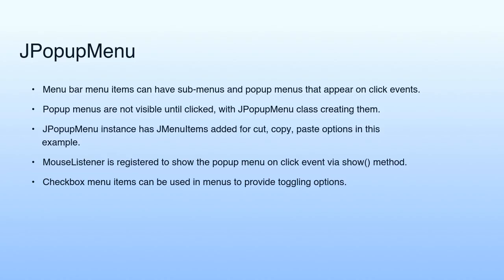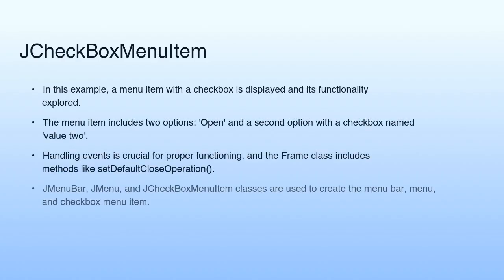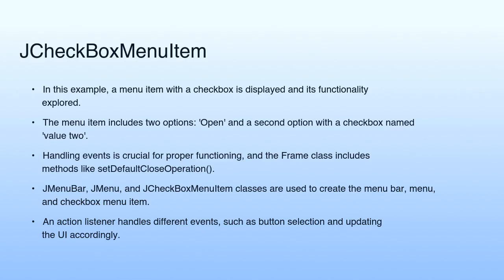Checkbox menu items can also be used in menus to provide toggling options. This example demonstrates how to create a menu item with a checkbox and handle its functionality. The menu item includes 2 options, open, and a second option with a checkbox named value 2. Handling events is crucial for proper functioning, and the frame class includes methods like setDefaultCloseOperation. The JMenuBar, JMenu, and JCheckBoxMenuItem classes are used to create the menu bar, menu and checkbox menu item respectively. An action listener is implemented to handle different events, such as button selection and updating the UI accordingly.